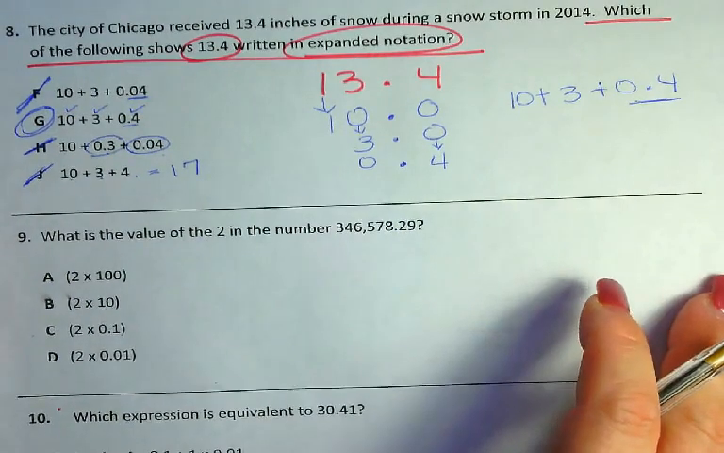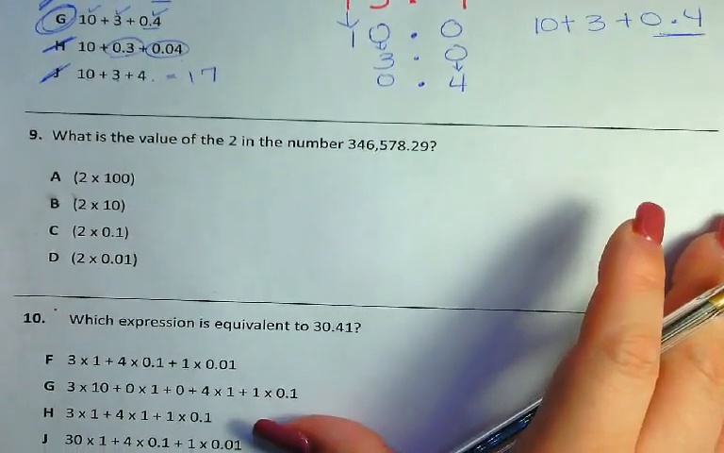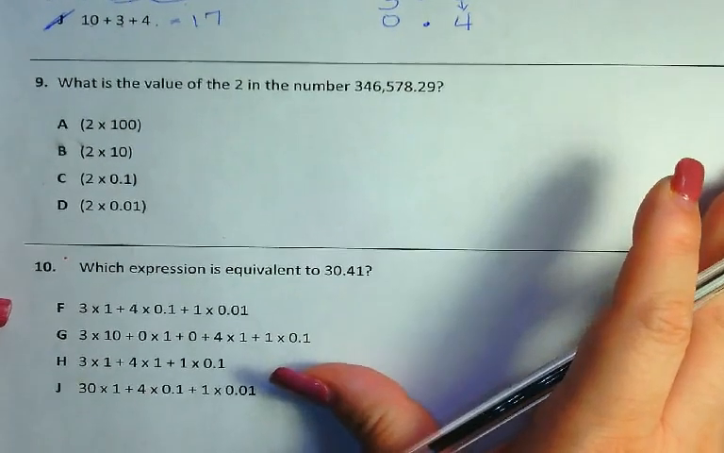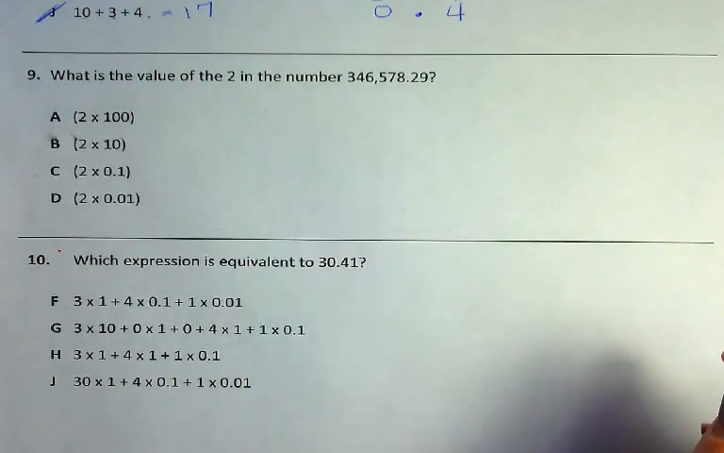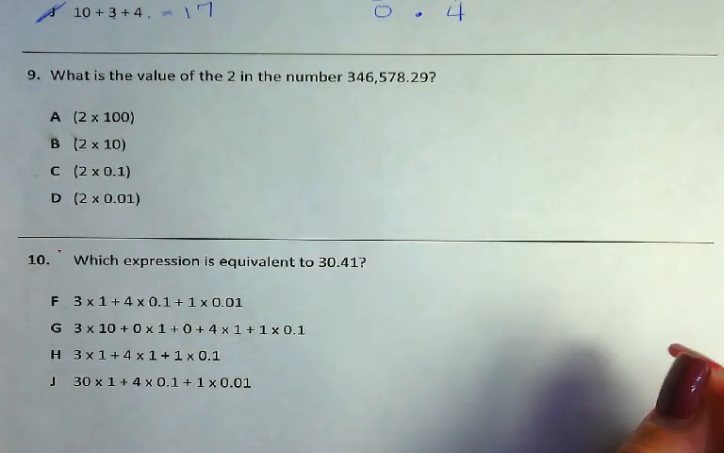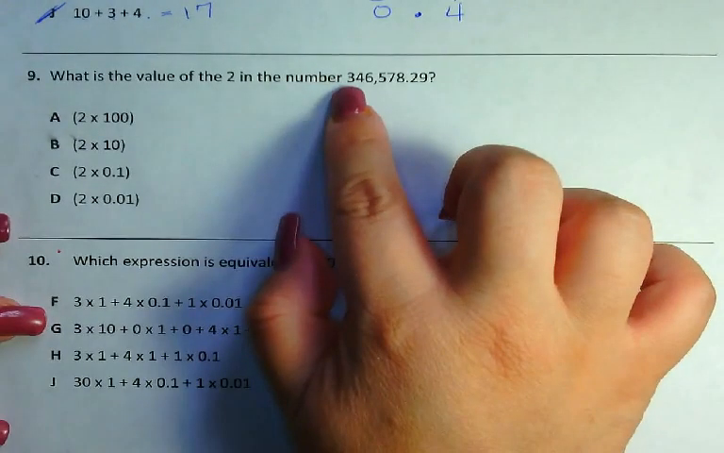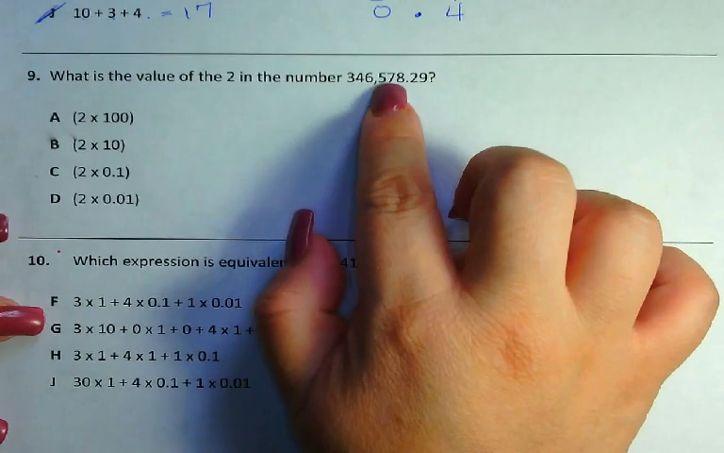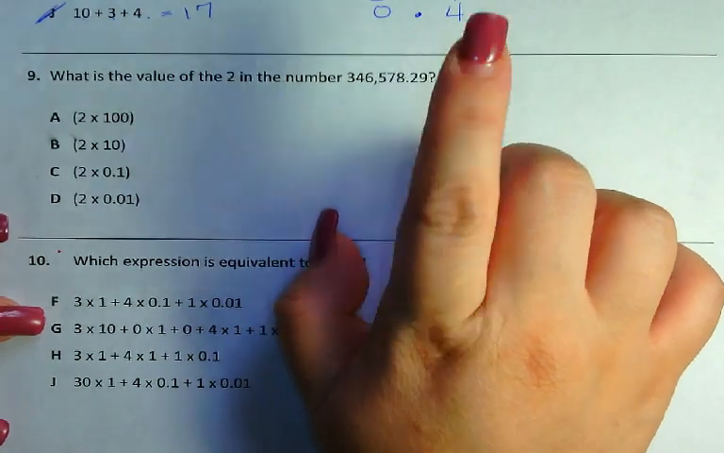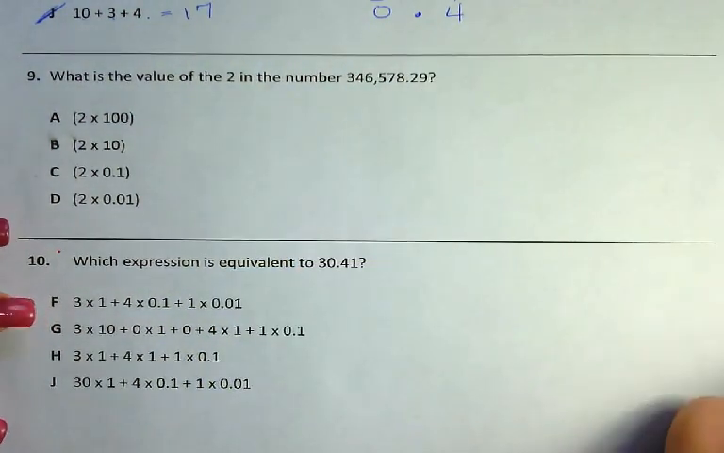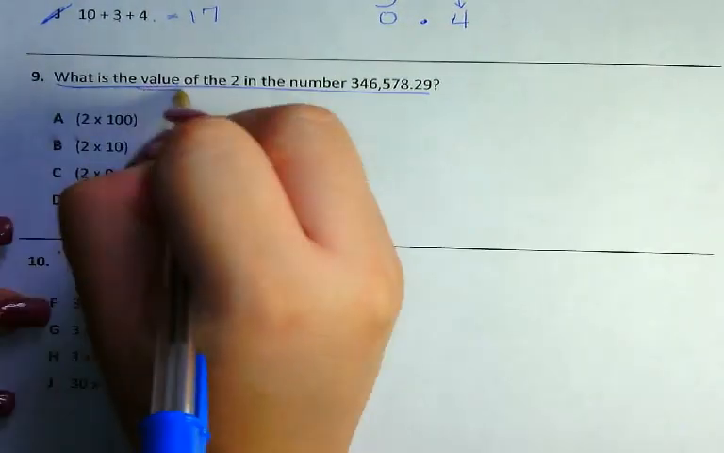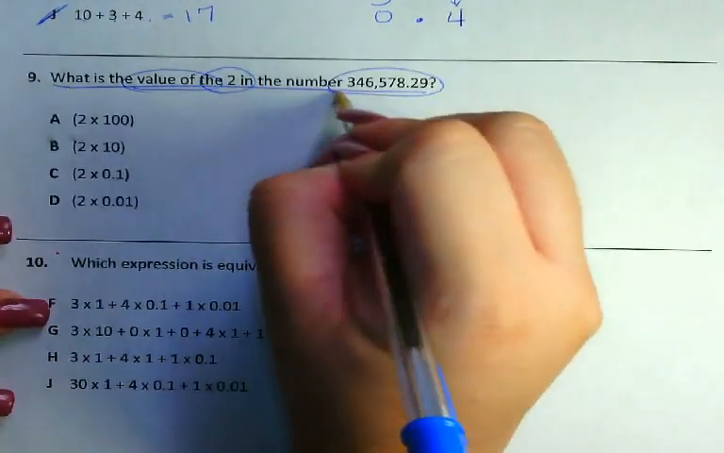Letter J would be your answer. Number 9, what is the value of 2 in the number 346,578 and 29 hundredths? Okay, they want to know the value of the 2 in this number.